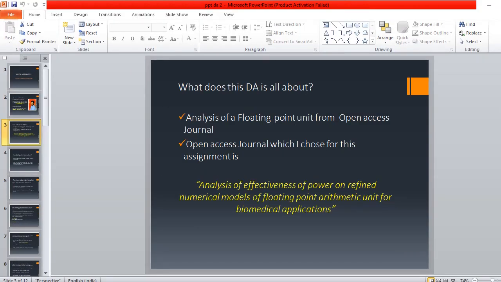It is about the analysis of a floating point unit architecture from any open access journal. The open access journal which I chose for this assignment is Analysis of Effectiveness of Power on Refined Numerical Models of Floating Point Arithmetic Unit for Biomedical Application. It is generally a journal which describes low power consumption in biomedical applications.